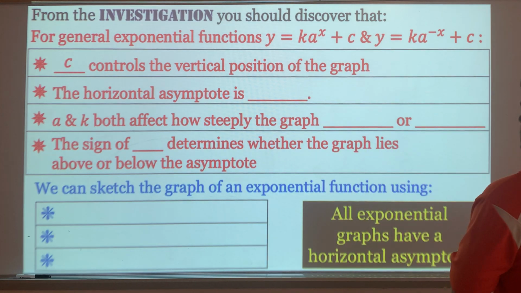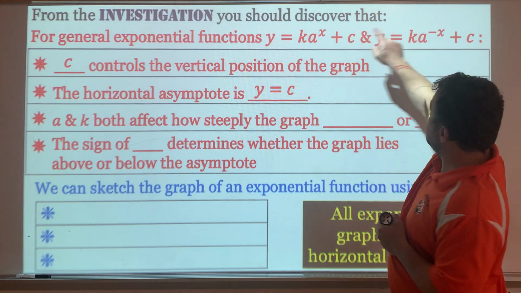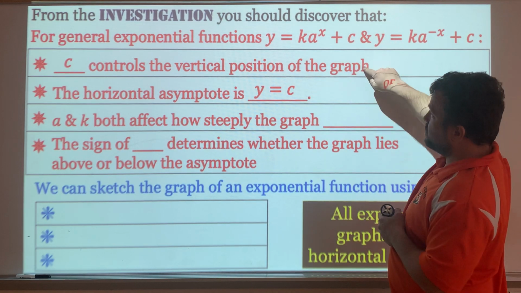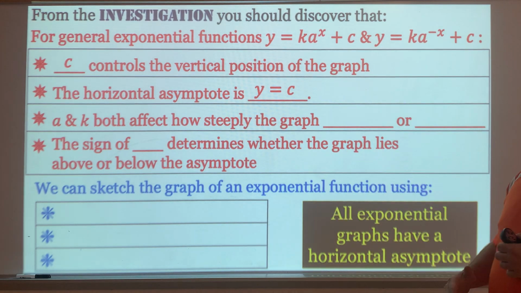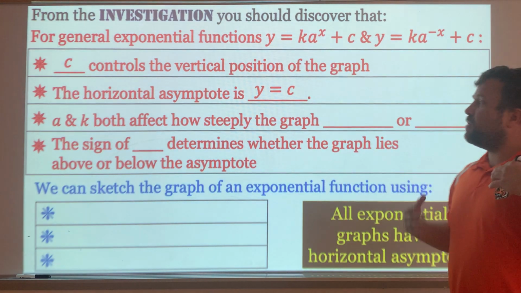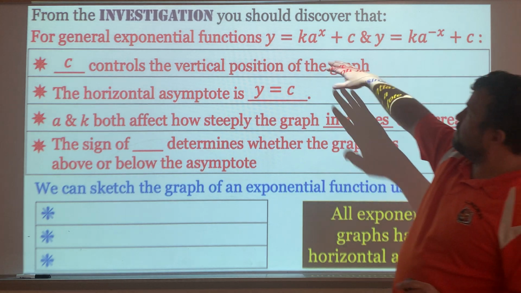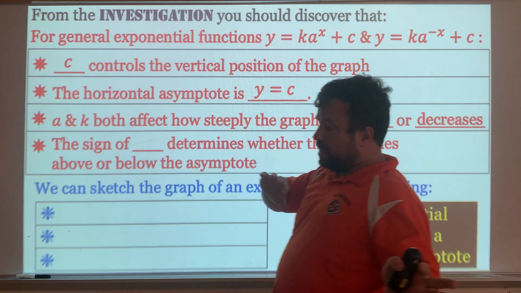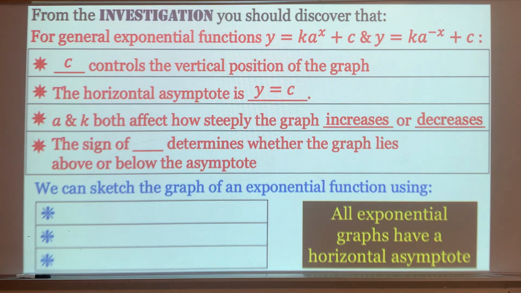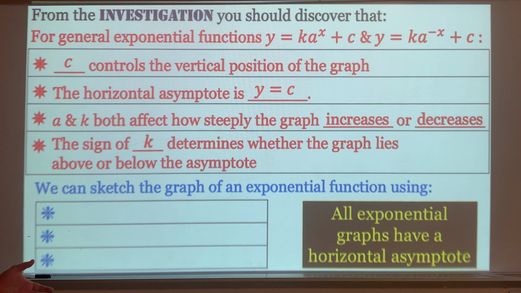Horizontal asymptote. What is the horizontal asymptote in all of these cases? y equals c. Whatever c is, that's what my horizontal asymptote is. This controls the vertical position. A and k show how steeply the graph increases or decreases, depending on if a is between 0 and 1 or higher than 1. And finally, the sign of k determines whether the graph lies above or below the asymptote. Positive above, negative below.